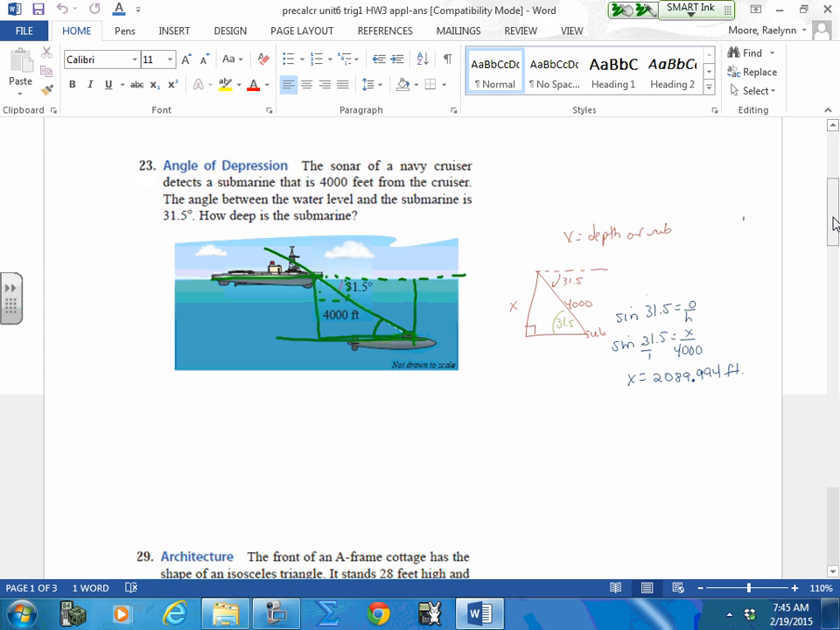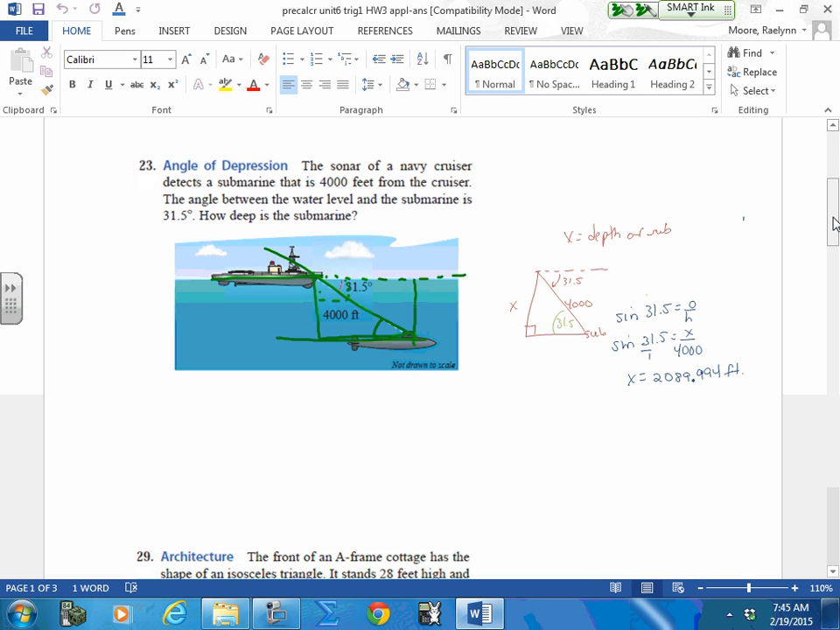I think they're harder once you have to draw them rather than see them. Are you okay with this? Alright, so you're finding the missing side, the height, and you have a hypotenuse, and you have the angle, so you're looking at a sine function. Yes?